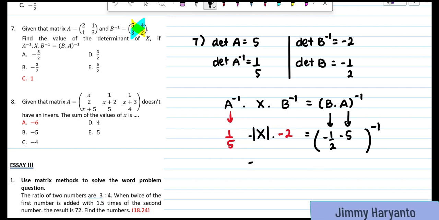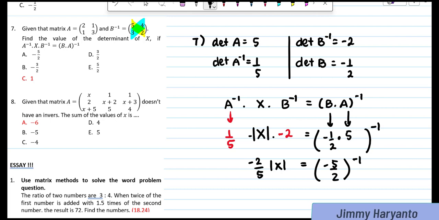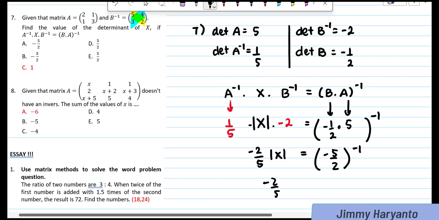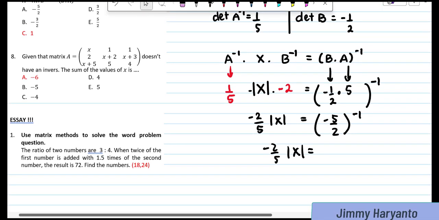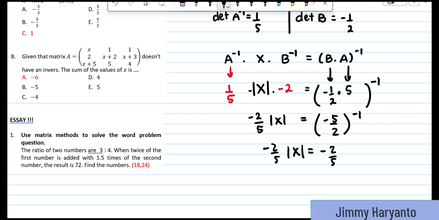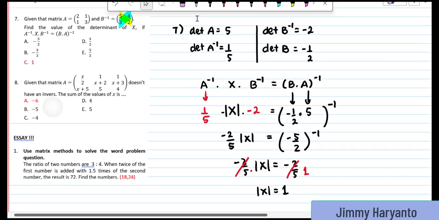Negative 2 times 1 over 5 equals to negative 2 over 5 times the determinant of X equals to, this one will become its multiplication, right? Sorry, multiplication, negative 5 over 2, but you have to inverse it. To do the inverse, you only have to flip them. You flip them like this, and then as you can see, at the right hand side we have negative 2 over 5, or at the left hand side we also have negative 2 over 5. You can cross it out, it will give you the result of 1. So the determinant of X will be equals to 1. That is for number 7.